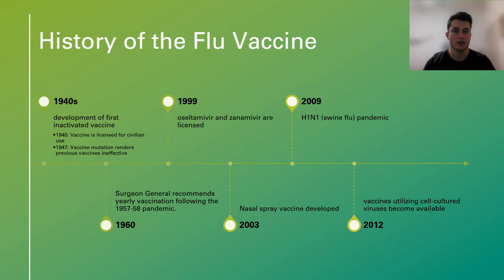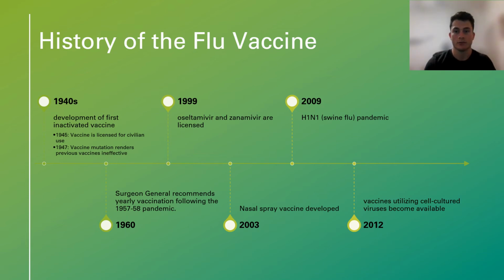The method used chicken eggs to replicate the virus, which, as you will see, is a method still used today. In 1945, the vaccine was approved for civilian use, and in 1947, it was determined that the virus had mutated to the point where the current vaccines were ineffective. It was at this point that the investigators realized the need for constant surveillance of flu viruses.